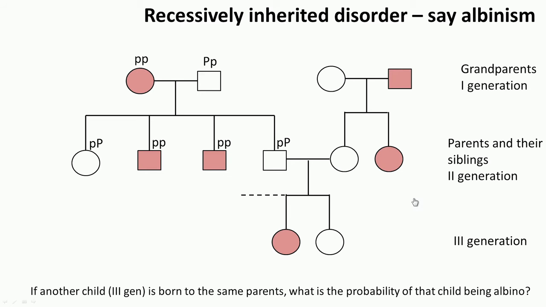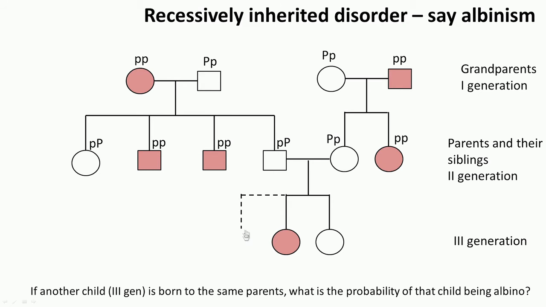Similarly, we can do an analysis here. This is small p definitely, and this is small p, because both are affected. And this must have been capital P, because this person does not have the disease, and therefore it is quite easy to see why this must have also been capital P, small p, because the person does not have the disease. Now this is heterozygous, this is also heterozygous, it is a cross between heterozygous parents.